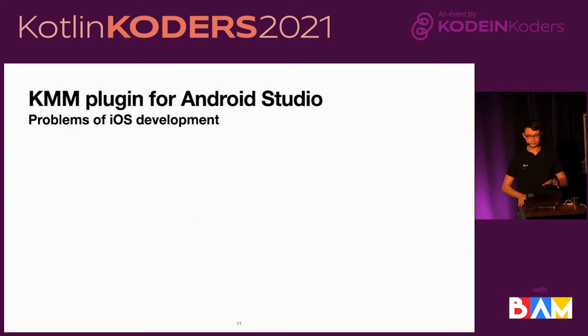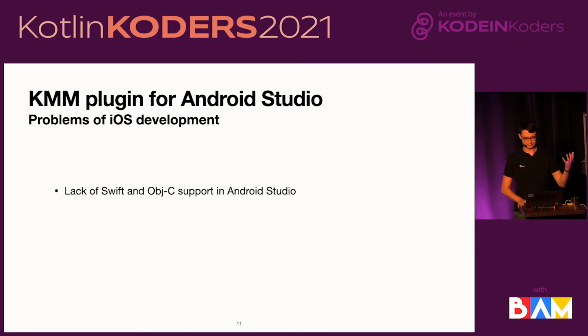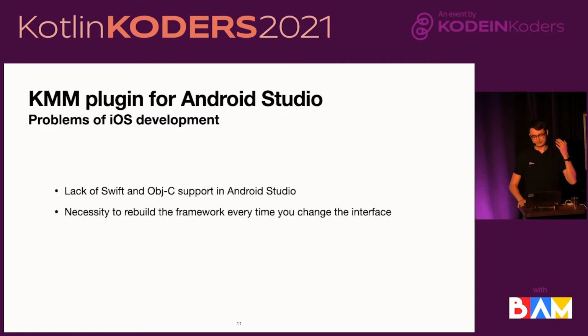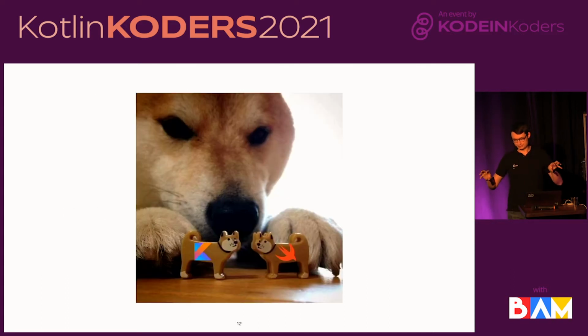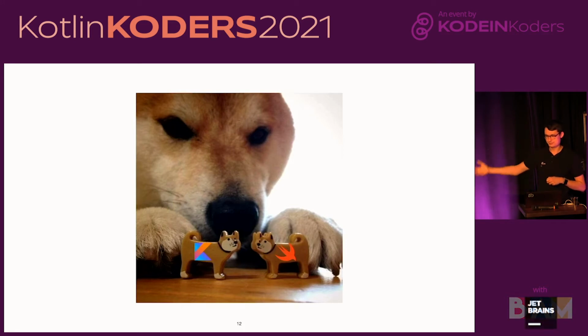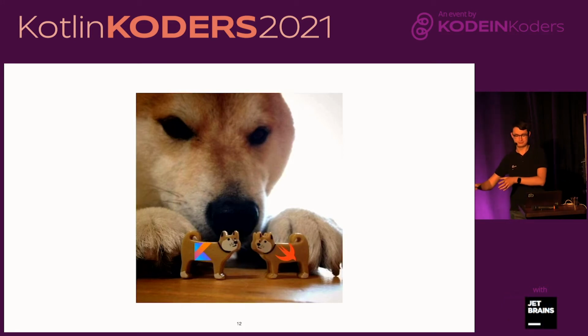A short overview. First of all, there's the lack of Swift support and the necessity to rebuild every time you add a new API to your Kotlin framework, and very complicated relationships between Kotlin and Swift because they're very different. It would be nice to make these two languages kind of friends. And when I say Swift, I mean iOS. So let's take just Swift, which is kind of Objective-C and iOS.